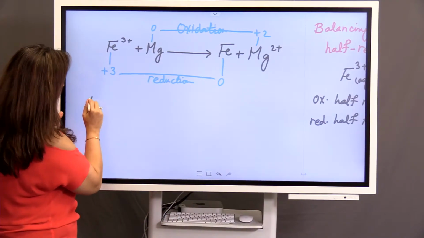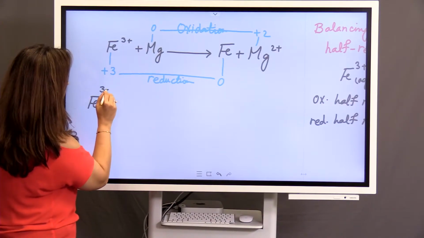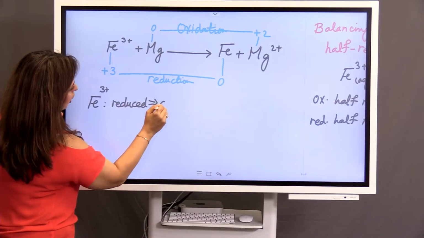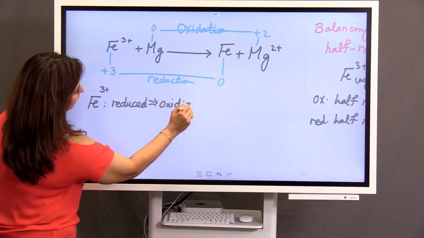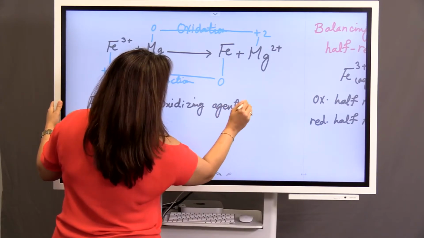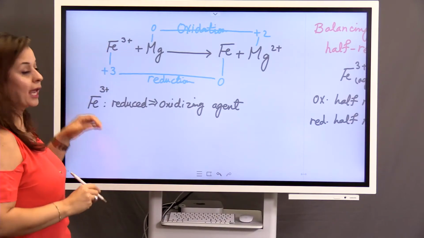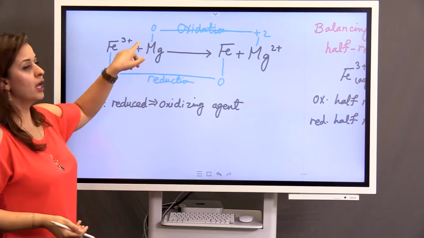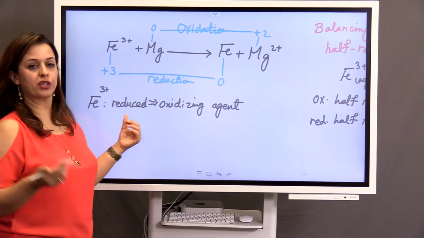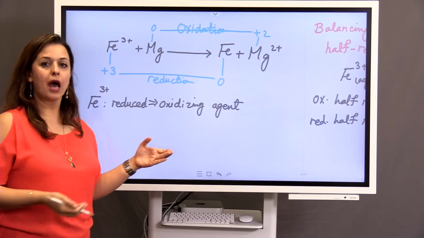So which one was oxidized? Tell me. Iron, right? Iron 3 reduced, right? So I call it oxidizing agent. Why? Because by reduction, when it gains electrons, it induces oxidation in magnesium. So what is an oxidizing agent? Is the substance which is reduced itself and induces oxidation in the other atom.